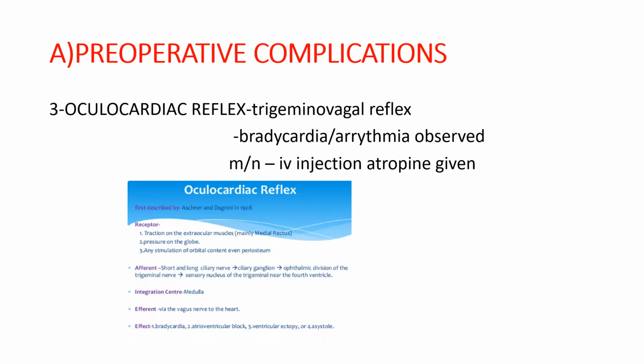There could be pressure on the globe or any stimulation of the orbital content, even the periosteum, can set up the signal, which is carried via the short and long ciliary nerves. Then it goes to the ciliary ganglion, then the ophthalmic division of the trigeminal nerve, and finally to the sensory nucleus of the trigeminal nerve in the fourth ventricle. Integration center is the medulla. From there, efferent branches arise via the vagus nerve to the heart. In the heart, it causes bradycardia, AV block, ventricular ectopy, asystole. So this is an emergency situation and it needs to be managed by IV injection of atropine.